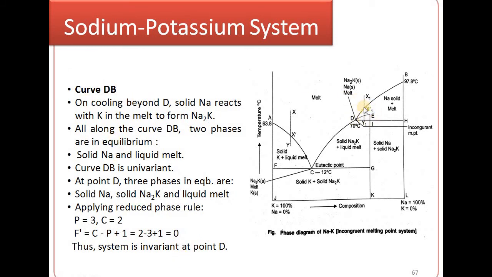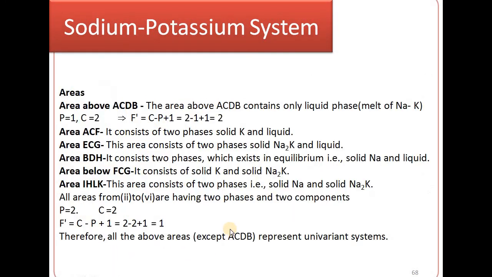On cooling beyond D, the solid Na reacts with potassium in the melt to form disodium potassium. All along the curve DB, there are two phases in equilibrium, solid Na and liquid melt. Again by applying the reduced phase rule, we find that curve DB is univariant. At point D, there are three phases in equilibrium: solid Na, solid Na2K and liquid melt. Now applying the reduced phase rule, F dash is equal to 0, so the system is invariant at point D.